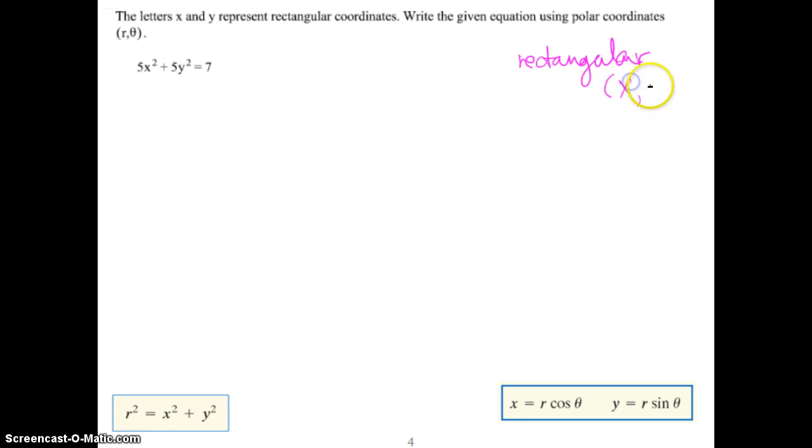Rectangular are x and y. Polar are r and theta. So we need to get x and y in terms of r and theta.